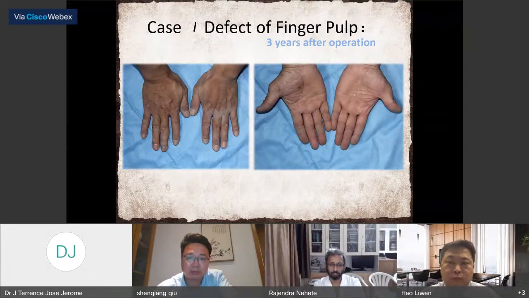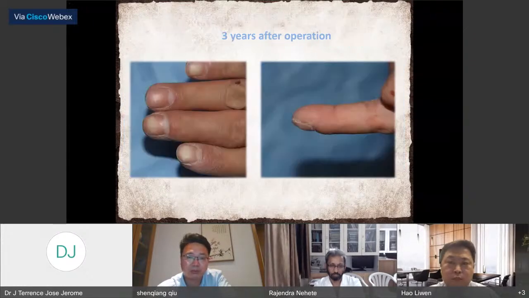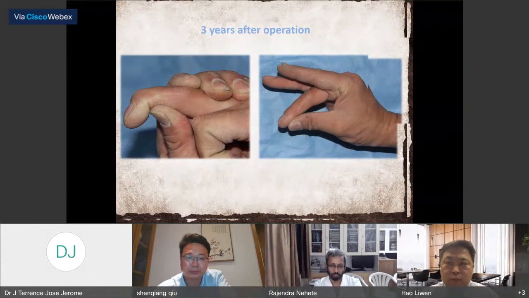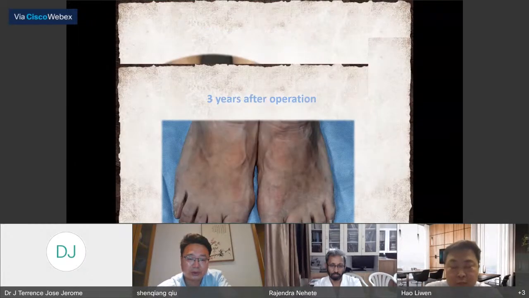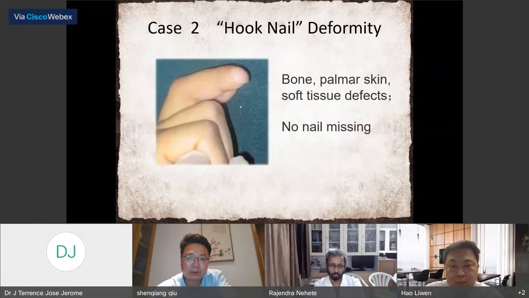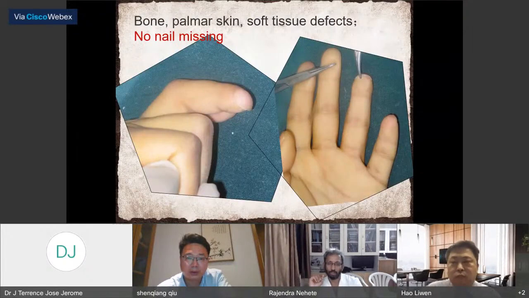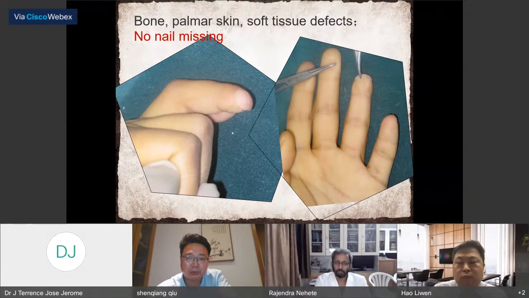3 years later, I went to follow up the patient. He was decorating at home. At first, I thought it was the left index finger, but it was the right middle finger. Safe and functioning are good. A little difference between 2 feet. The second type is hook nail deformity. The nail is not missing, but bone, volar skin, and soft tissue are defective.